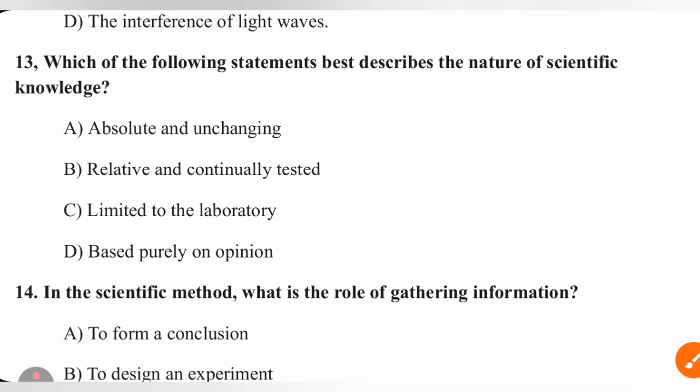Which of the following statements best describes the nature of scientific knowledge? A. Absolute and unchanging. B. Relative and continually tested. C. Limited to the laboratory. D. Based purely on opinion.